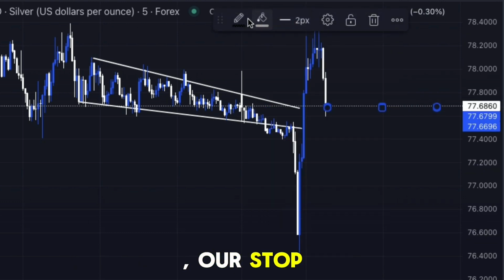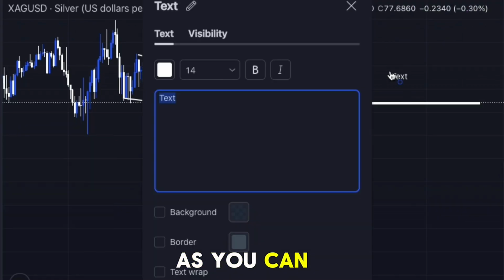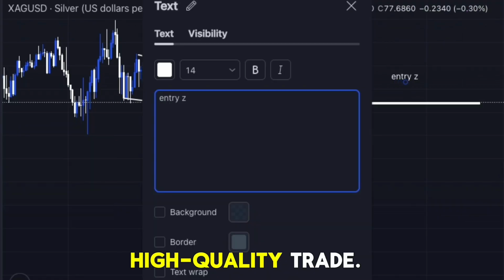Here's our entry. Our stop loss goes below the swing low, and our target is the next swing high. As you can see, this setup gives us a clean, high-quality trade.